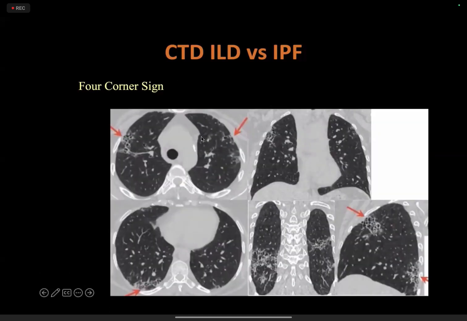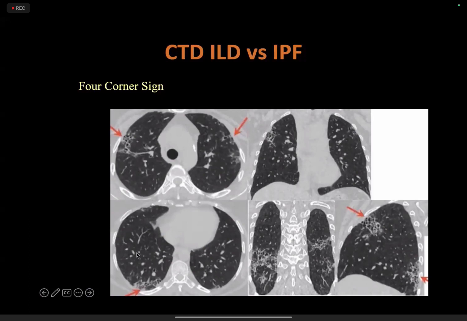The first was the four corners sign, and this was specifically described with scleroderma related ILD, where there you have a specific involvement of the four corners of the lungs. That is, this part, the upper lobes anterior part, and the lower lobes posterior part. On both the sides, that collectively makes the four corners of involvement.